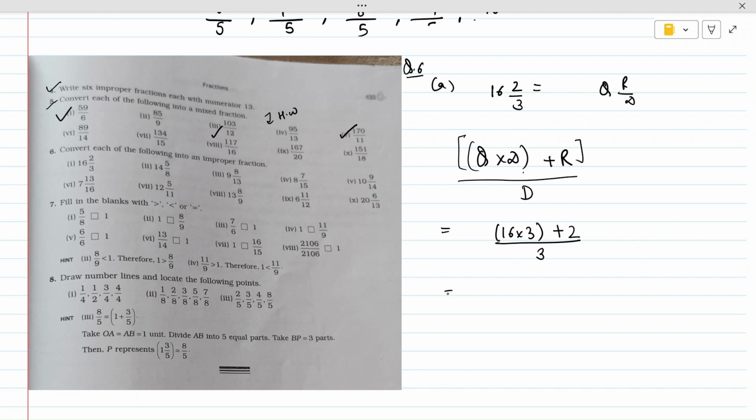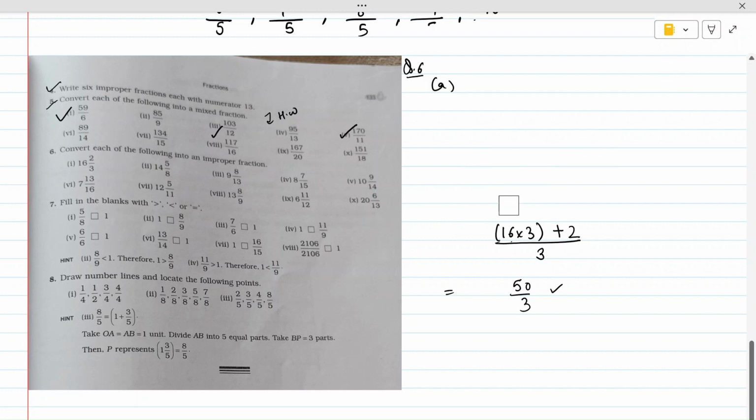So 16 into 3 is 48. 48 plus 2 will give us 50. 50 by 3 is our improper fraction. And yes, it is improper because numerator is greater than denominator. Okay. So we can make improper fraction using the mixed fraction. And this is how we have to do. Next, let's do more examples.